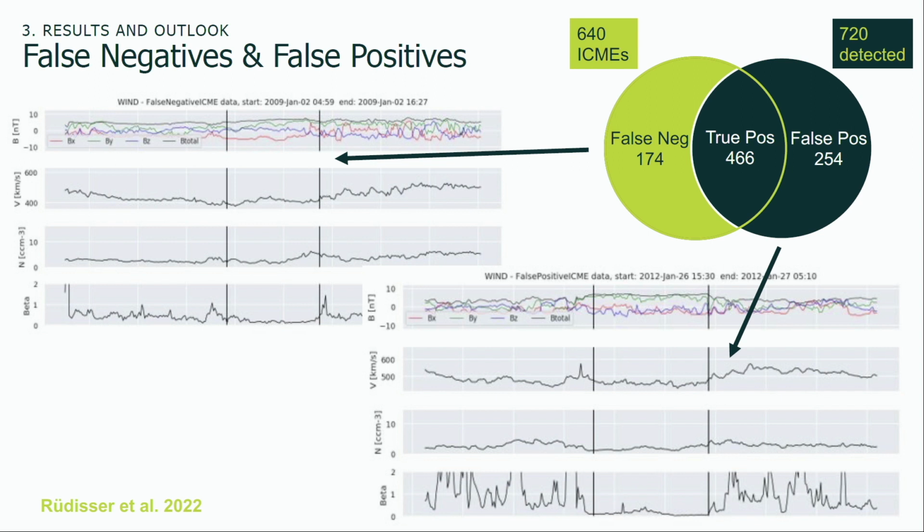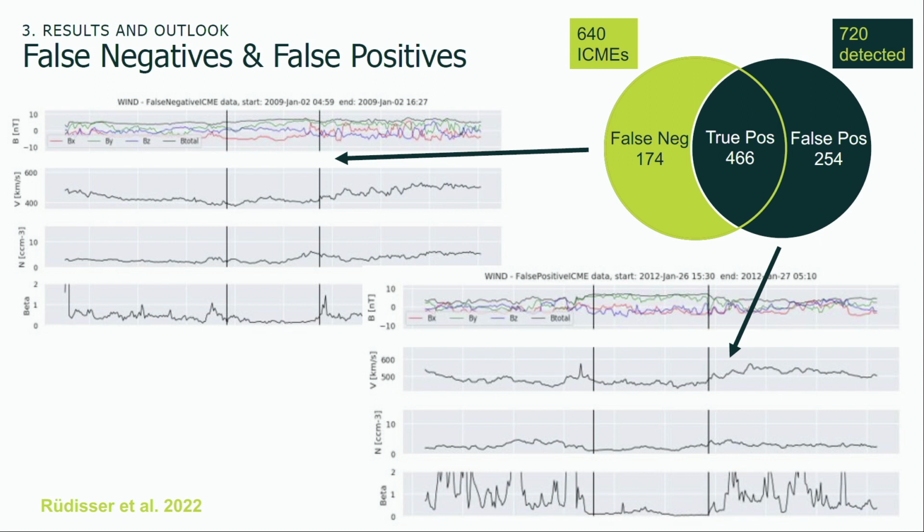If we take a closer look at how this is split up, we can see that we have 466 true positives, meaning events that were part of the catalog and that were also predicted by our pipeline. We had 174 false negatives, meaning events that were part of the catalog but our pipeline didn't manage to predict them. And we had 254 false positives, meaning events we predicted but that weren't actually part of the catalog.